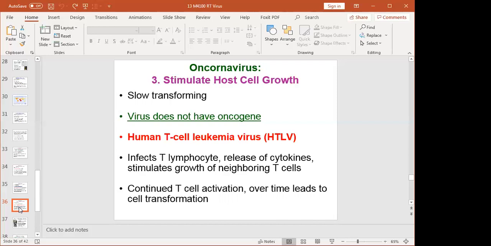Once a T cell is infected, it continuously releases cytokines, the same concept that we talked about with interferon and interferon receptor and antiviral effector molecules. So continuous release of cytokines stimulates the growth of the neighboring T cells. Over a long period of time, we have continuous T cell activation that leads to cancer of T cells.